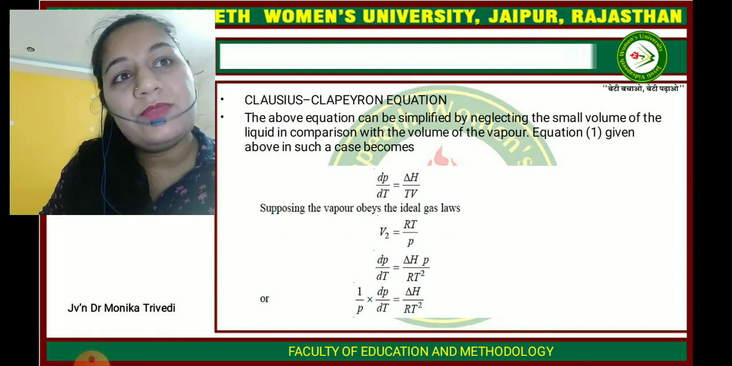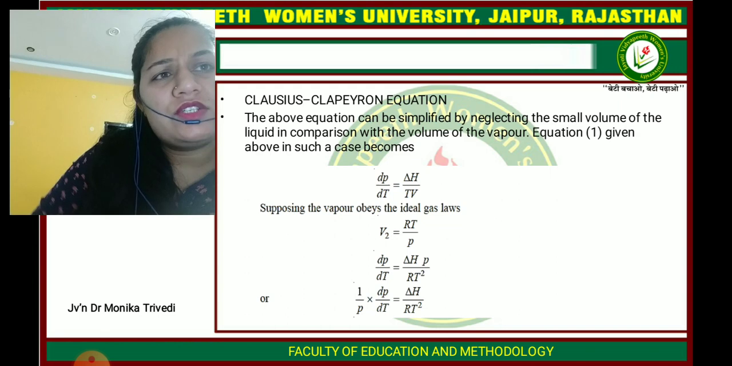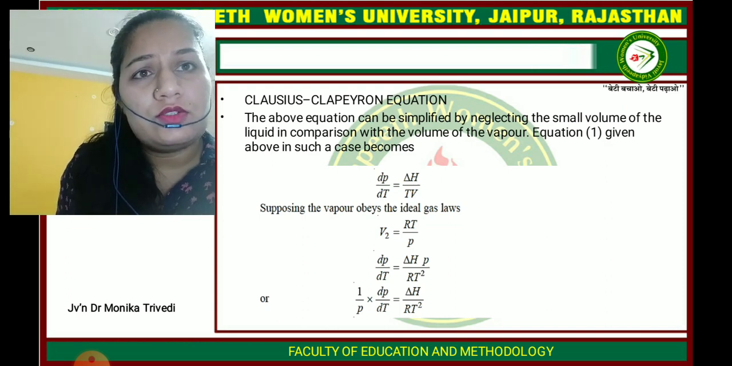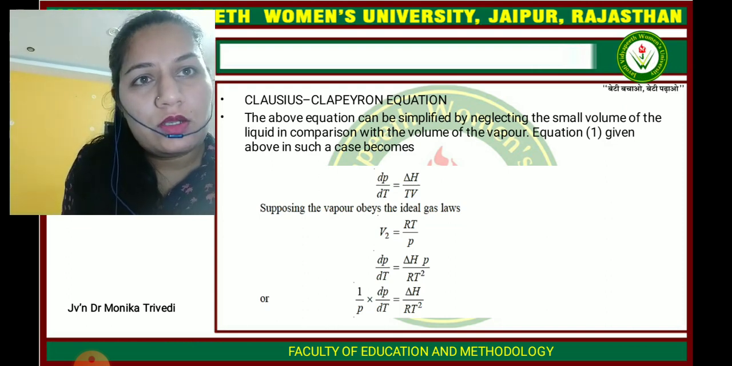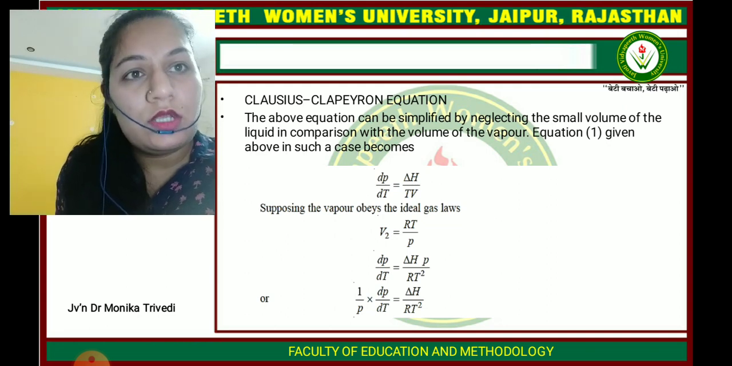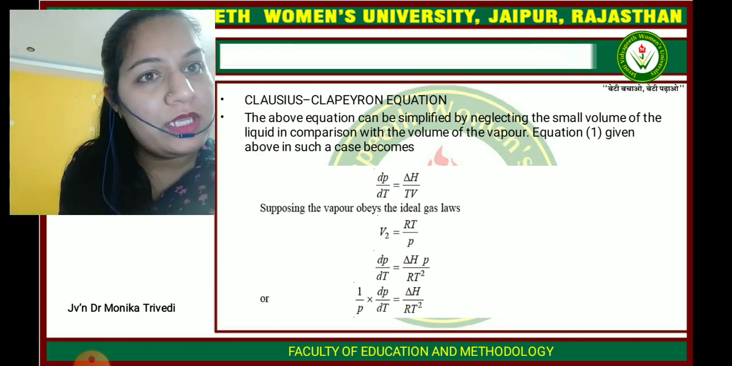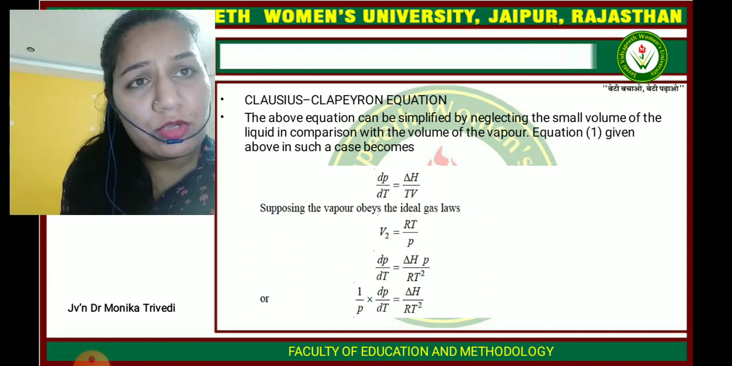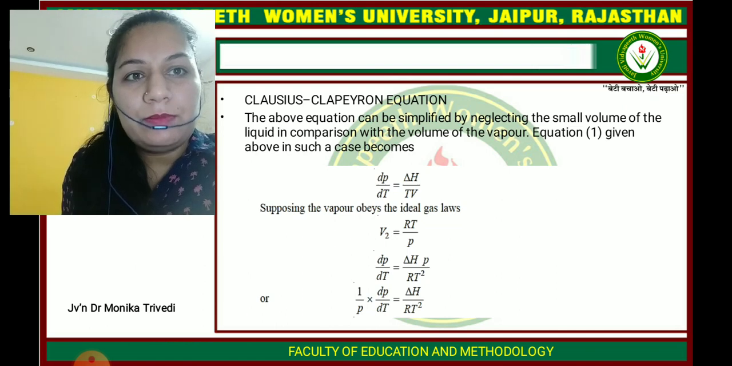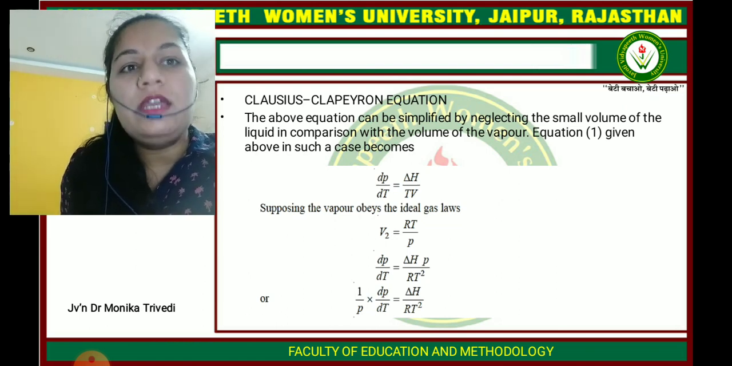The above equation can be simplified by neglecting the volume of the liquid in comparison with the volume of the vapor. Supposing the vapor obeys the ideal gas law, we get V2 equals RT by P. If we put this value in the above equation, we get dP by dT equals del H times P divided by RT square, or 1 by P into dP by dT equals del H by RT square.